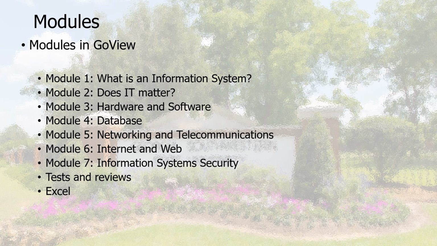Module 3, hardware, software. Module 4, database. Module 5, networking and telecommunication. Module 6, internet and web. Actually, for module 5 and module 6, we have some other supplemental materials. Module 7, information systems security. Then, it's not actually a module, but there are extra folders for tests and reviews, and Excel folders, which contain hands-on Excel exercises.